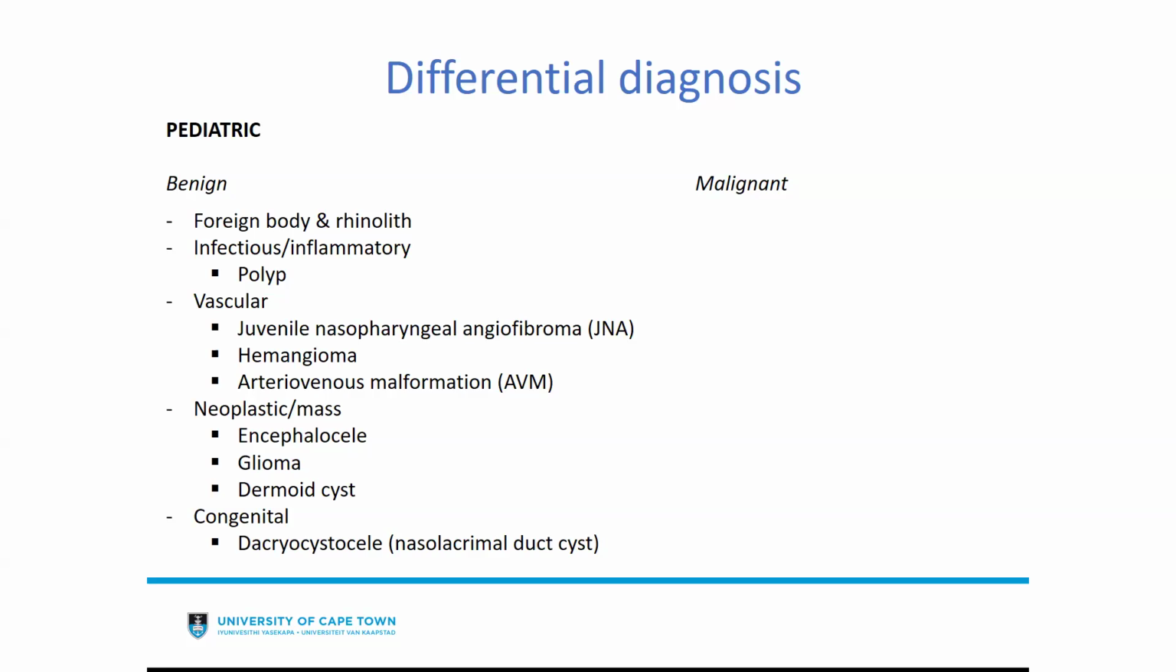Another thing to think about is a dacryocystocele or a nasolacrimal duct cyst. This happens in neonates when the distal nasolacrimal duct is obstructed, so tears actually accumulate and form a cyst. As told before, malignant cases are very rare, but can occur, such as a rhabdomyosarcoma.